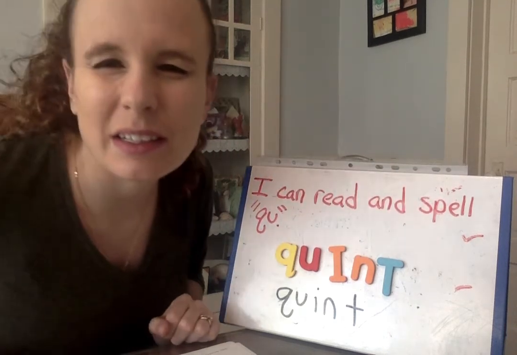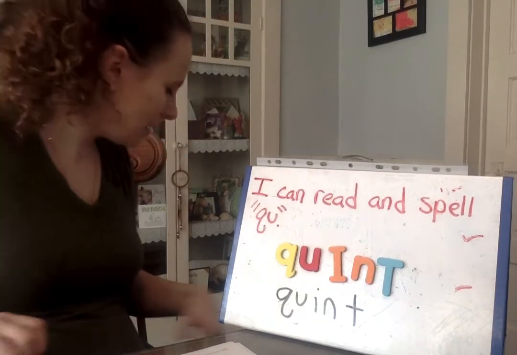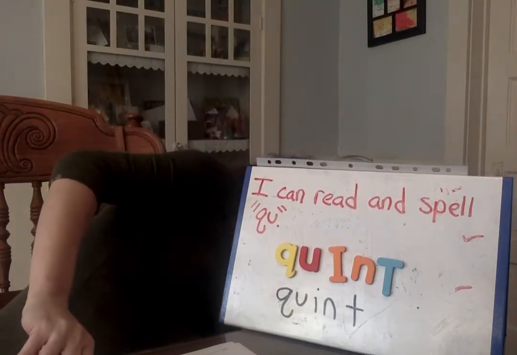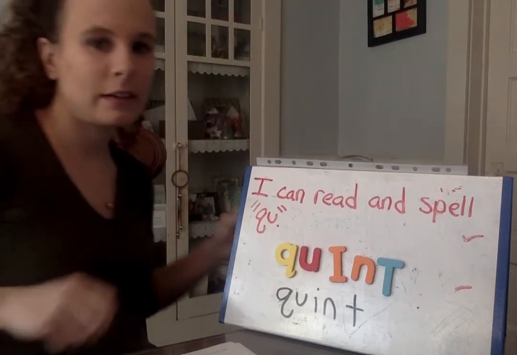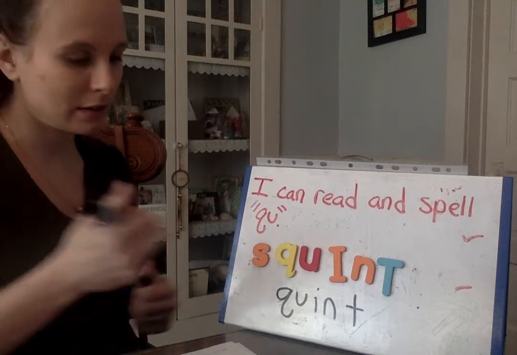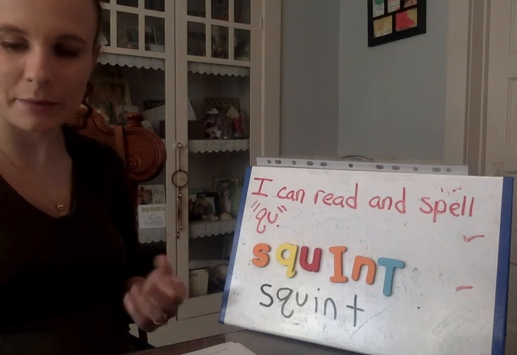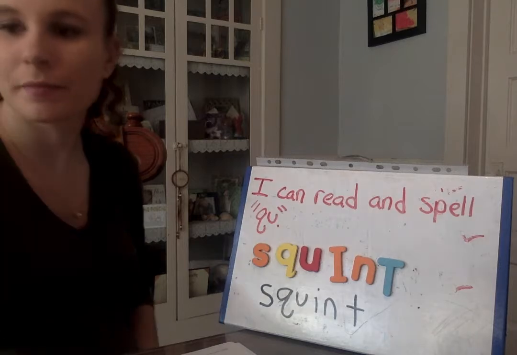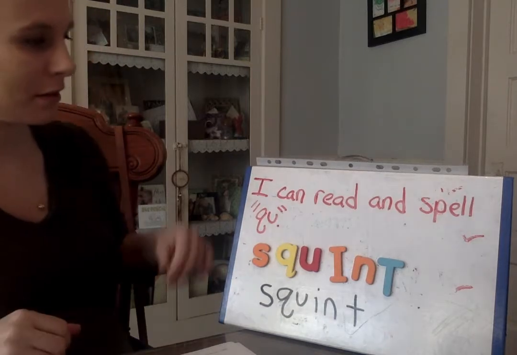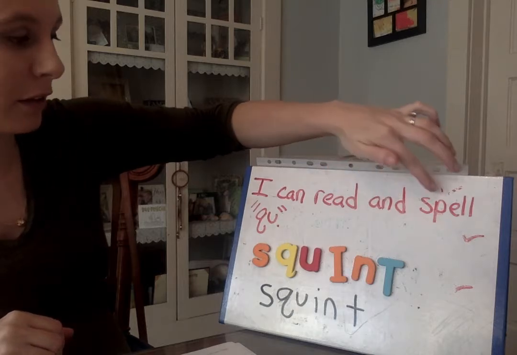Squint, like you're squinting. It's hard to see. Squint. Things are really far away. Squint. So we're just going to add one letter, and that is the S. Squint. Great job. So we just changed some QU words. All right. So we haven't read the words yet, but we have spelled QU words.